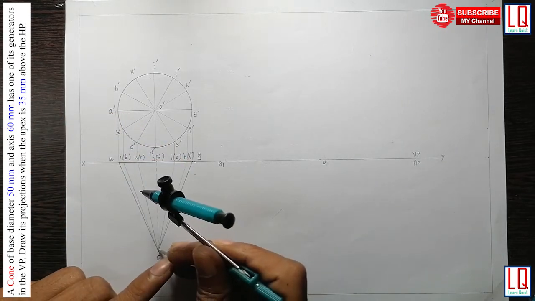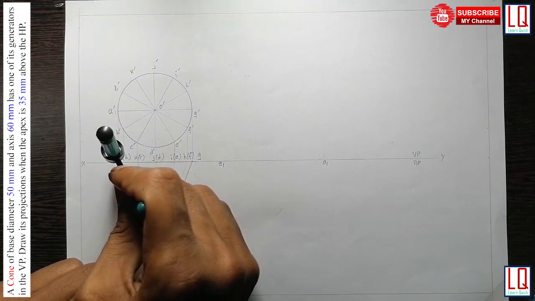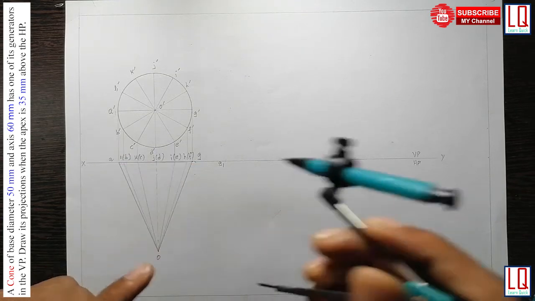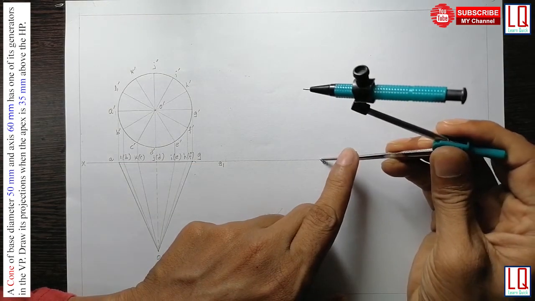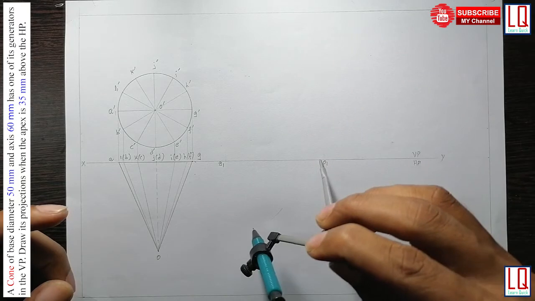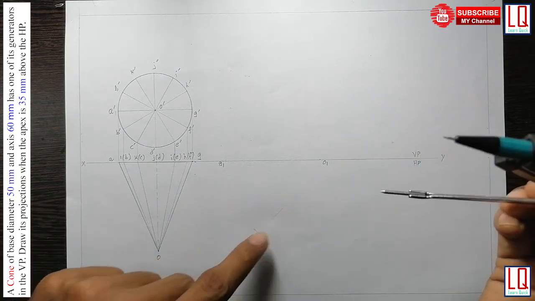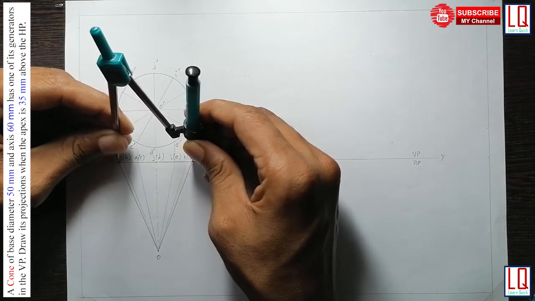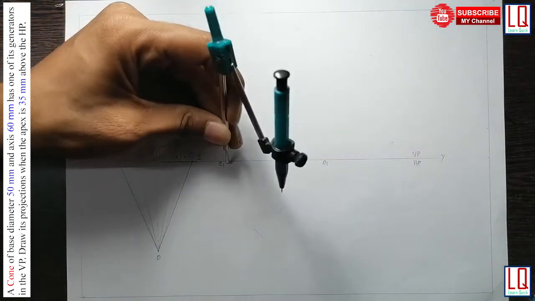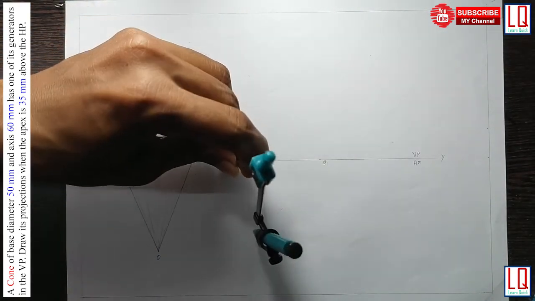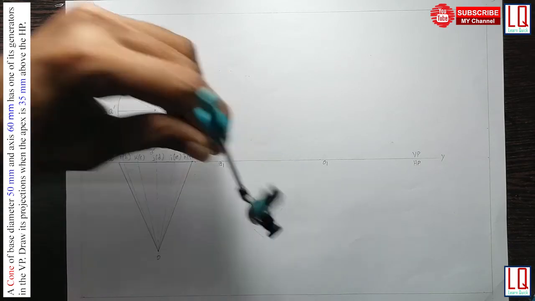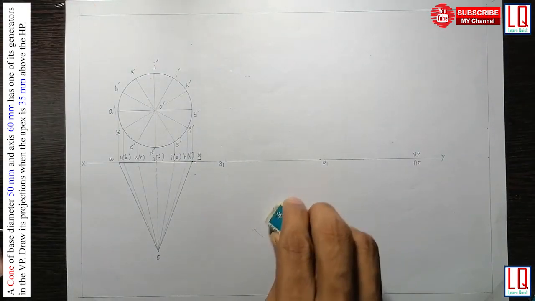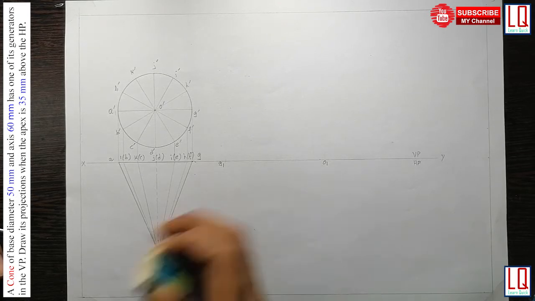Similarly measure O to A, and from O1 make an arc. These two arcs have to meet, so I again measure A and G and make sure the arcs meet. Okay, so which will result the position of A1.